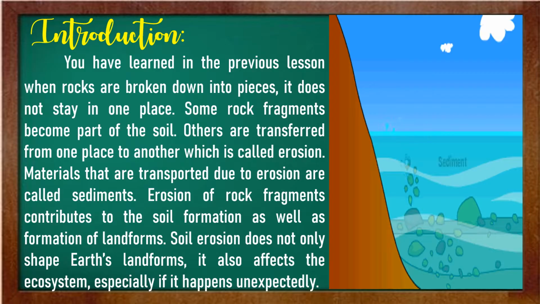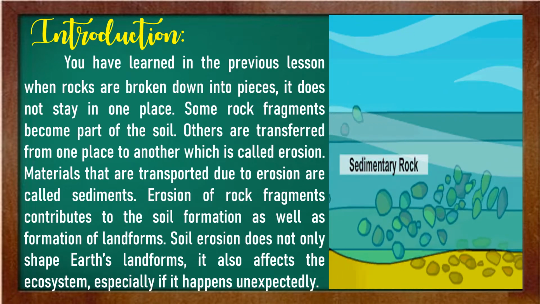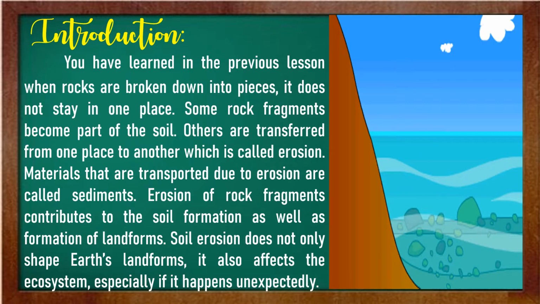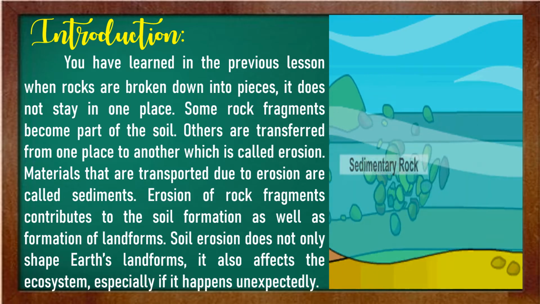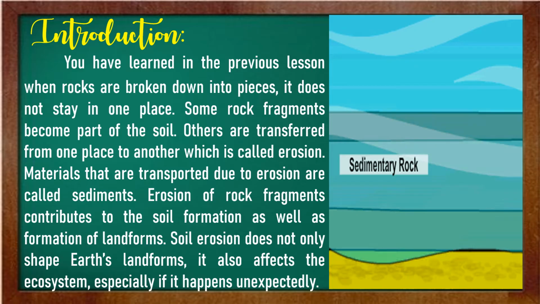You have learned in the previous lesson that when rocks are broken down into pieces, they do not stay in one place. Some rock fragments become part of the soil. Others are transferred from one place to another, which is called erosion. Materials that are transported due to erosion are called sediments. Erosion of rock fragments contributes to soil formation as well as the formation of landforms. Soil erosion does not only shape Earth's landforms, it also affects the ecosystem, especially if it happens unexpectedly.